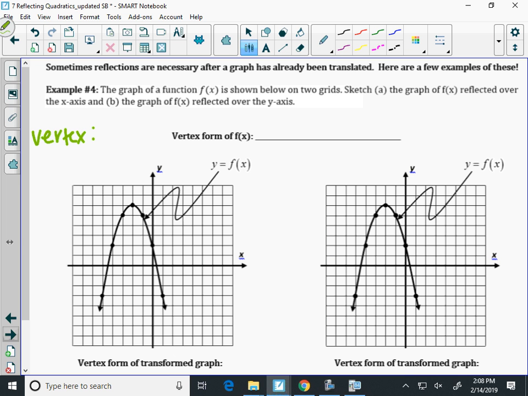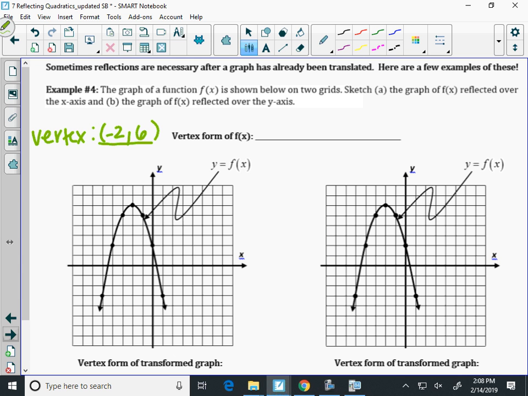write a formula. So where is the vertex of the original graph? Where's our vertex? What's the x value of the vertex? Negative 2, good. What's the y value of the vertex? 6. Right?